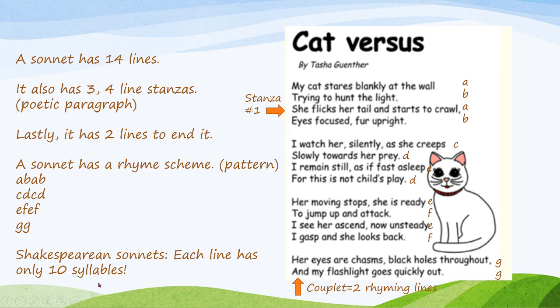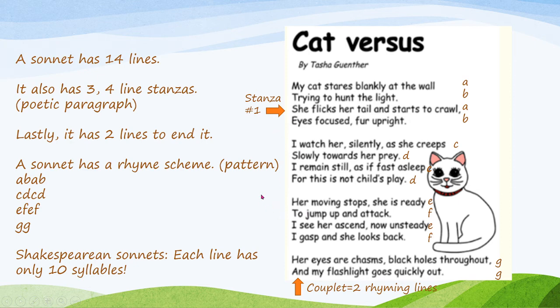And then, nice little fun fact here as well, in Shakespearean sonnets, each line has only 10 syllables. So not only does he follow the 14 lines, 3 stanzas with 4 lines each, and then a rhyming couplet at the end, he also only writes with 10 syllables in each line. He was very, very talented. We call this Iambic Pentameter. That's a big fancy word. All right, let's read this, and this way you can see our rhyme scheme and our stanzas.